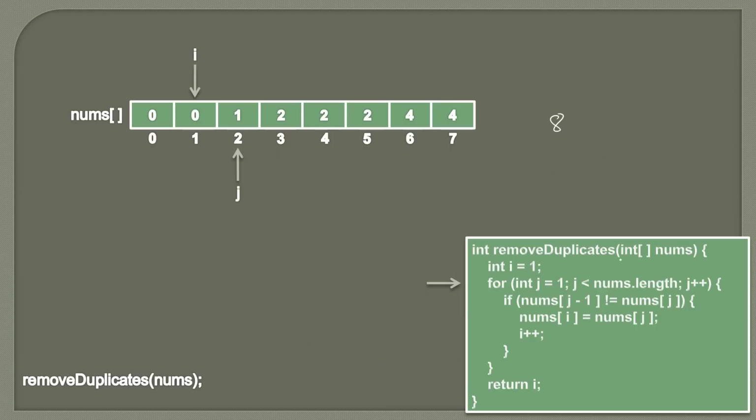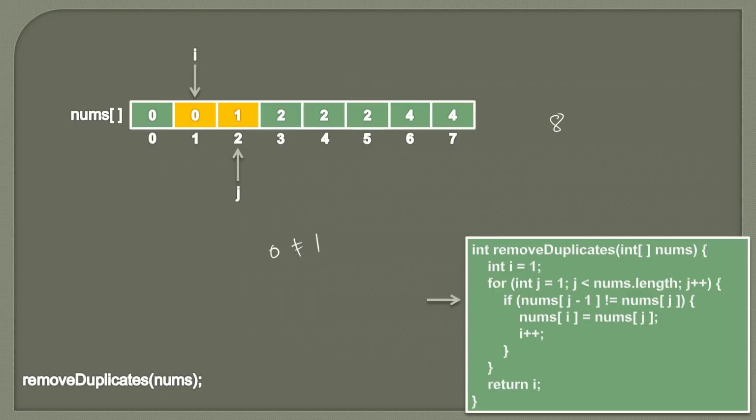j becomes 2. 2 is less than 8. So the for loop will execute. Value at j minus 1th index is 0 and value at jth index is 1. So 0 is not equal to 1. So this condition comes out to be true. It means we have found one unique element which we need to keep in the array. Because the adjacent elements are different, it means this value is the first integer which is unique. So we need to keep this value in the array.